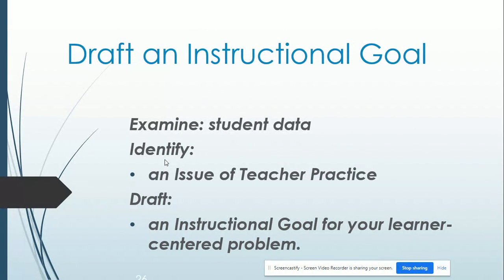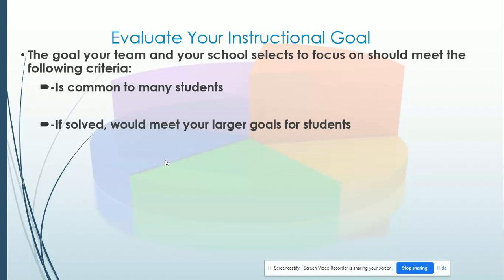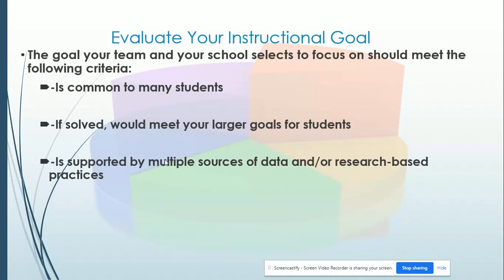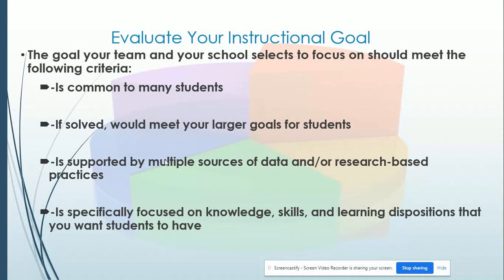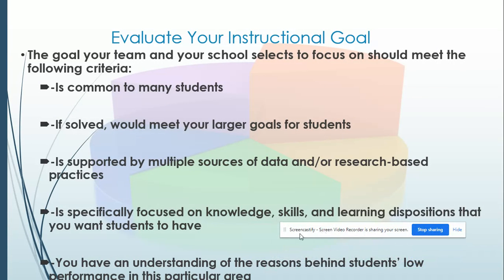So you're going to draft an actual instructional goal by looking at student data, including the issue with teacher practice, and then draft it for your learner-centered problem. The goal your team and your school selects to focus on should meet the following criteria: it needs to be common to many students, if solved would meet your larger goals for students, is supported by multiple sources of data and research-based practices, and is specifically focused on knowledge, skills, and learning dispositions that you want students to have. And then you have to have an understanding of the reasons behind students' low performance in the particular area.